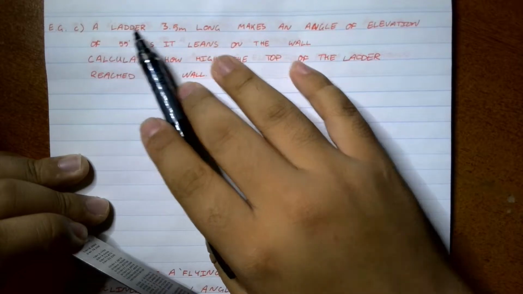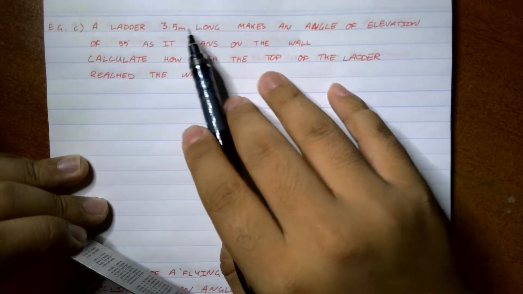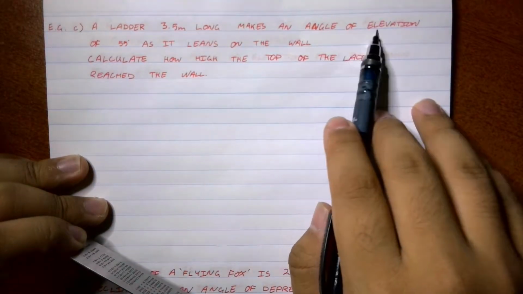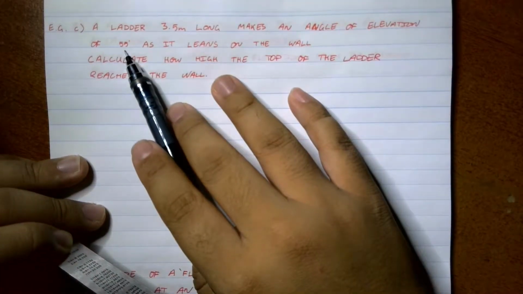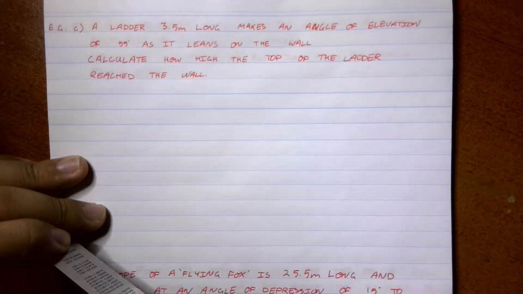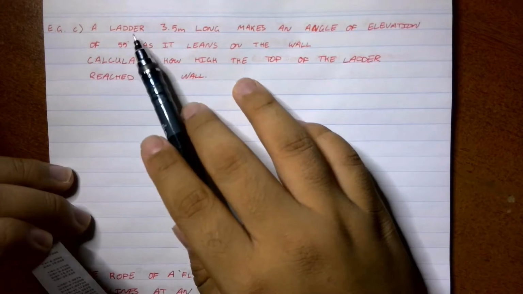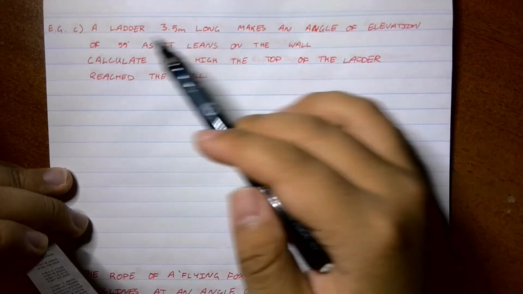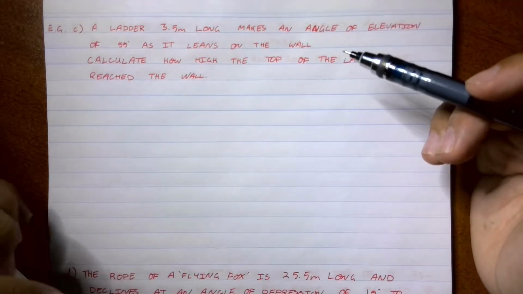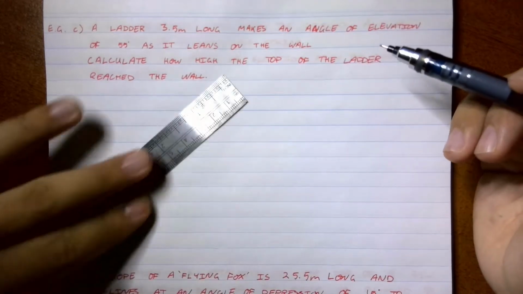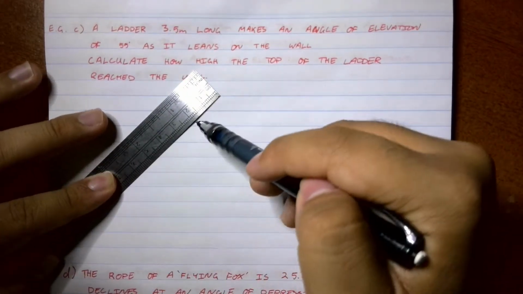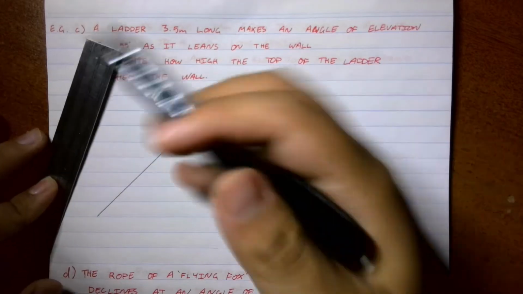So a ladder 3.5 meters long makes an angle of elevation of 55 degrees as it leans on a wall. Okay, this is a little bit tricky. So we have a ladder leaning on a wall. That's the information that we have. So let's draw a hypothetical ladder leaning on a wall. Let's say it's here. We can use our imagination.